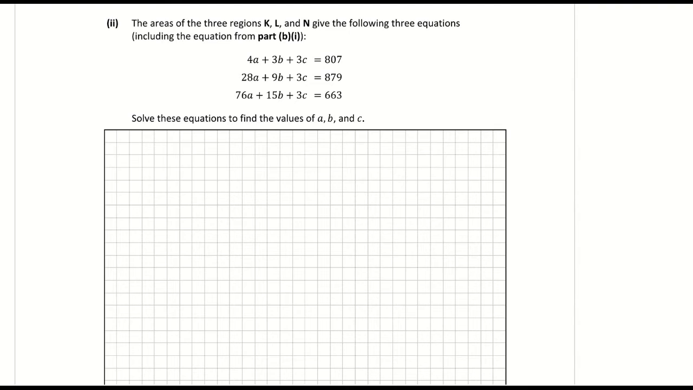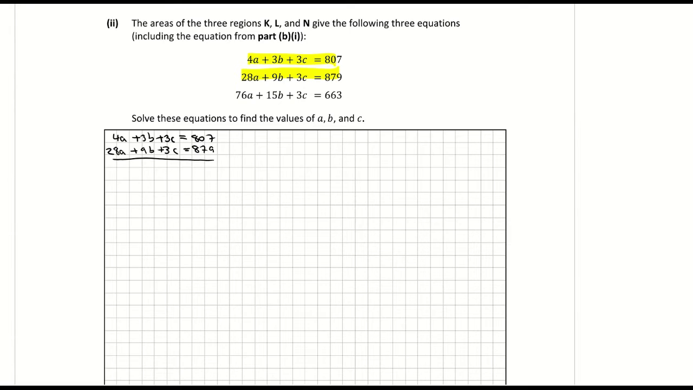And the final part, part 2, the area of the three regions K, L and N give the following three equations. Solve these equations to find the values of a, b and c. So this here is simultaneous equations with three variables would be the best approach. So let's look at the first two. I'm going to take these two here first of all. So that's 4a plus 3b plus 3c is equal to 807, and 28a plus 9b plus 3c is equal to 879.